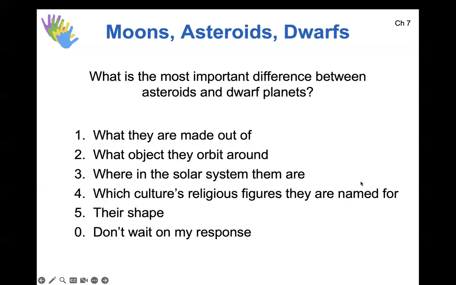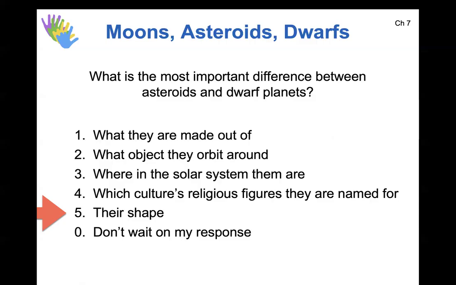All right. I've got to vote for one. Okay. A few of you are saying that the difference is what they are made out of. Turns out that it's actually their shape. Which, if you maybe take a step back and reconsider, you could see why.